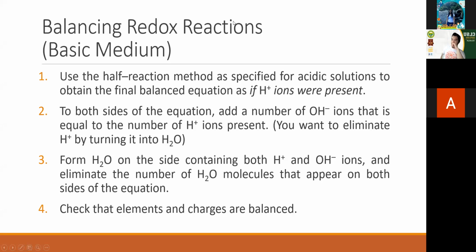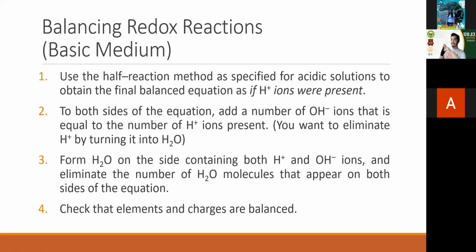Saan yun? Yeah. So ito. So paano kung basic yung reaction? So ganun pa rin. I-balance nyo siya as if it were an acidic reaction. So ganun lang din, pero bago natin i-add sa final step, di ba? Ang final step natin is we will add both reactions, pero before we add, kung ilan yung dami ng hydrogen, ganun yung dami ng i-react nating hydroxide.